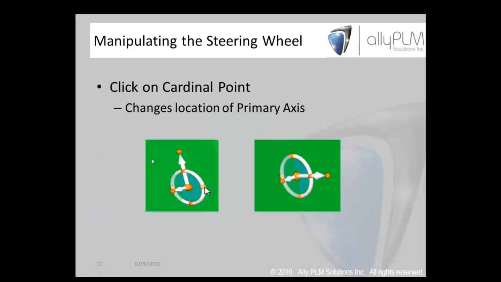We mentioned just a little bit ago that when I click on a cardinal point, it will change my primary axis of my orientation there. So notice on the left, before I click on the cardinal point, the primary axis is pointing straight up. When I click on the cardinal point to the right where the cursor is, you see that now the primary axis is pointing off to the right. So the cardinal point is an easy, quick way to allow you to rotate the primary axis in 90-degree increments.